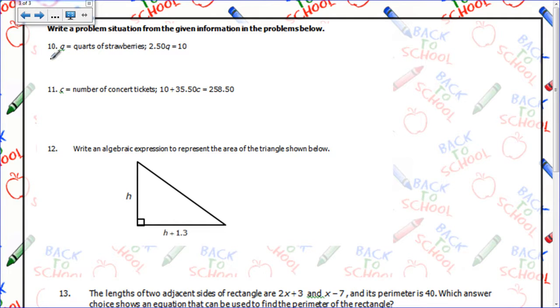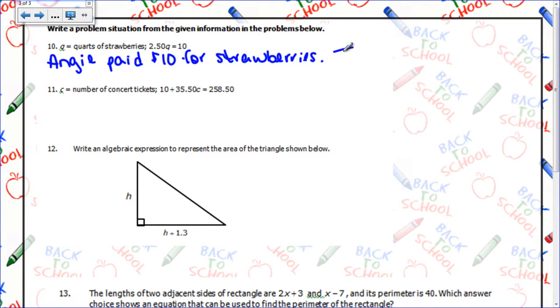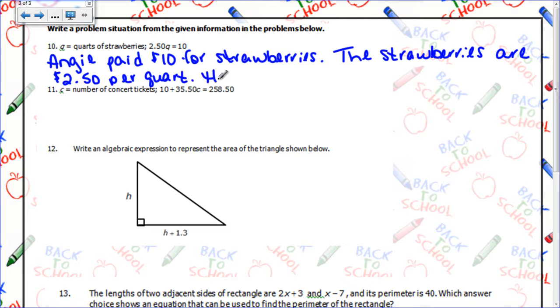So let's say Angie paid $10 for some strawberries. The strawberries are $2.50 a quart. How many quarts did she buy?